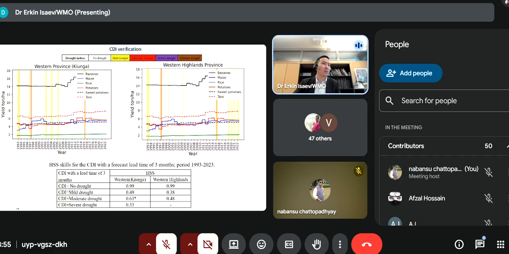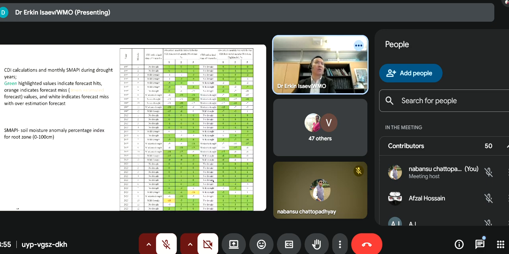Currency, but mild drought and also moderate drought and severe drought. But based on this is verification, how it's verified. We also tried to verify with soil moisture, observed in these 3 months, first month, second, third month. Here this is with CDI predicted for 3 months lead time.